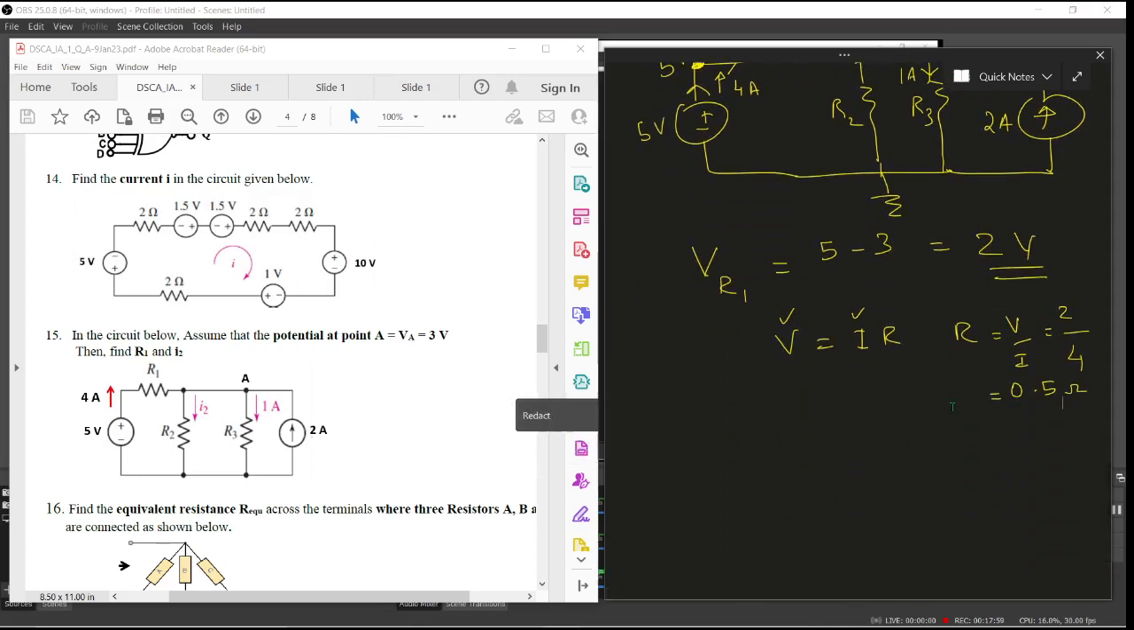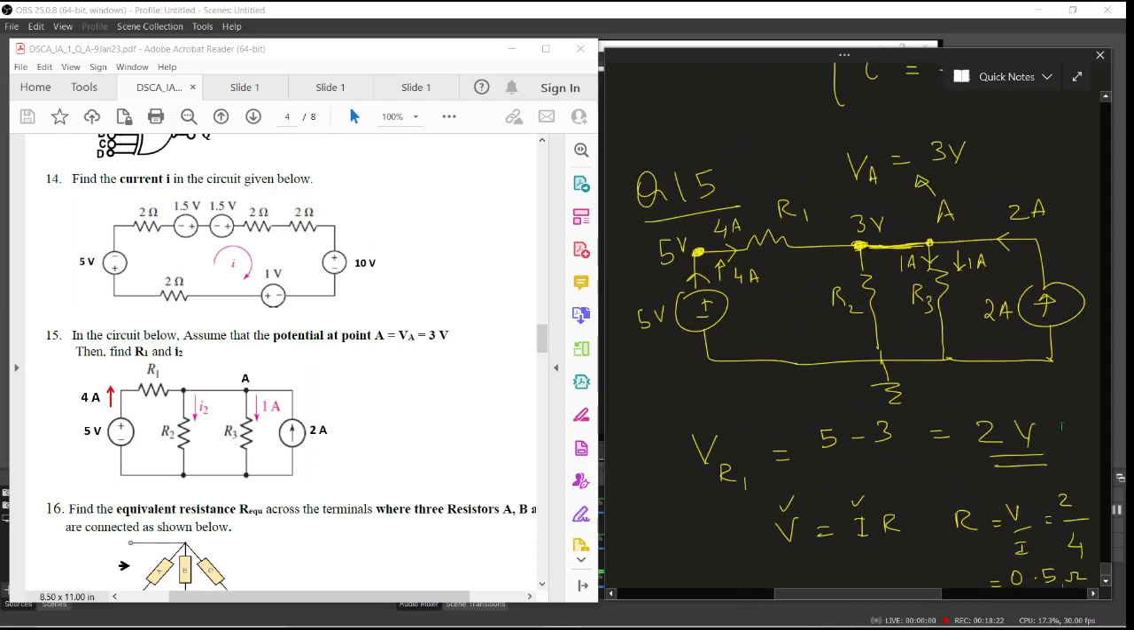Okay, this is the value that you need to write. In engineering notation, you can write it, or even if you write 0.5 volts, 0.5 ohms is fine. Now, R1 value is found out. Okay, that is 0.5 ohms. Now, what is the value of I2?